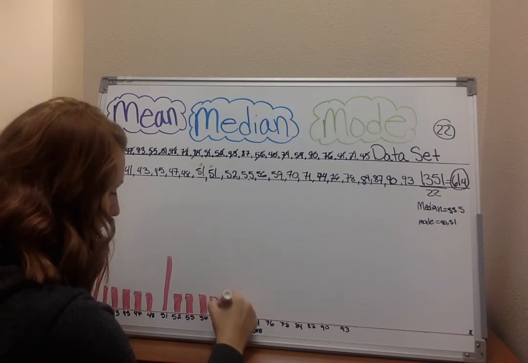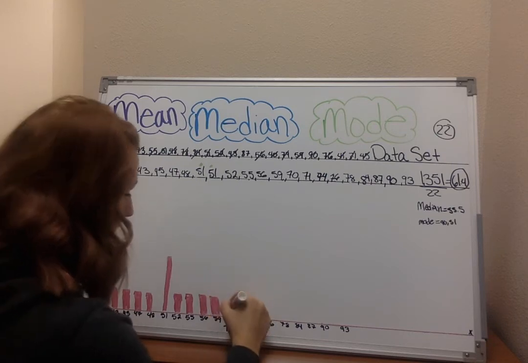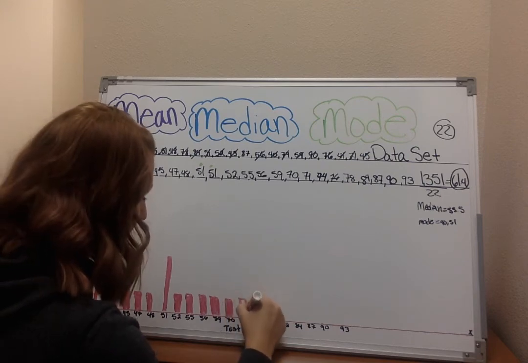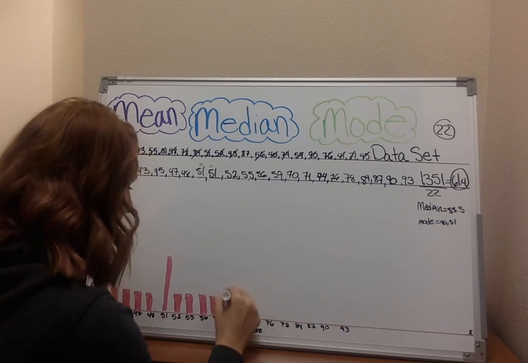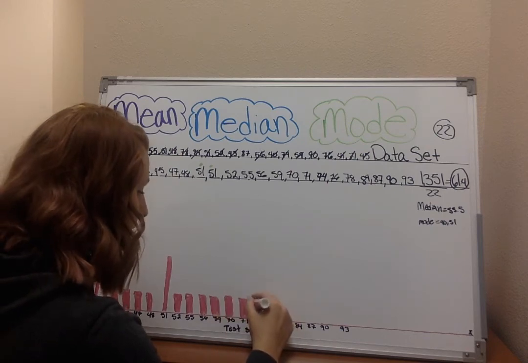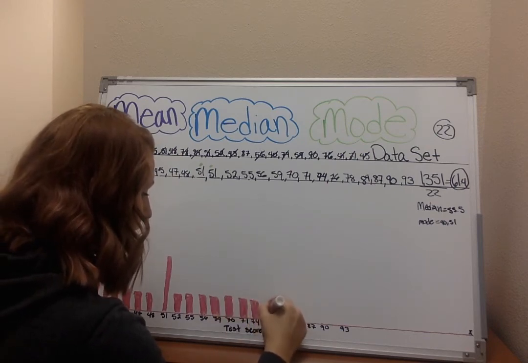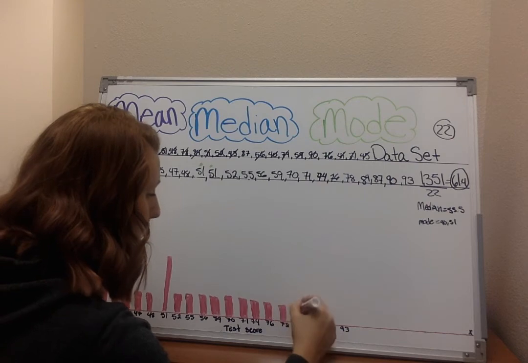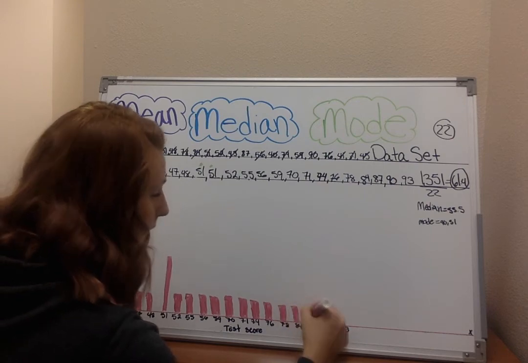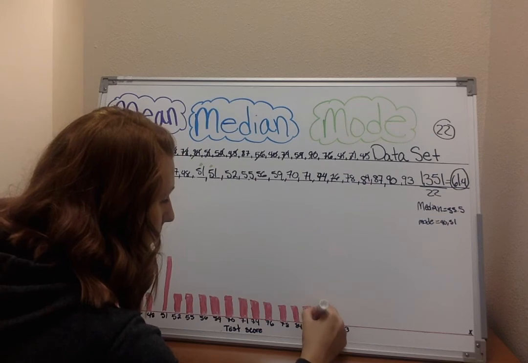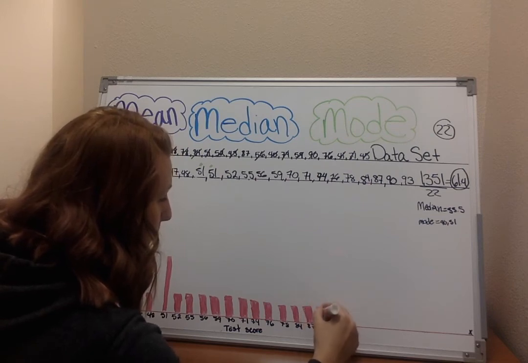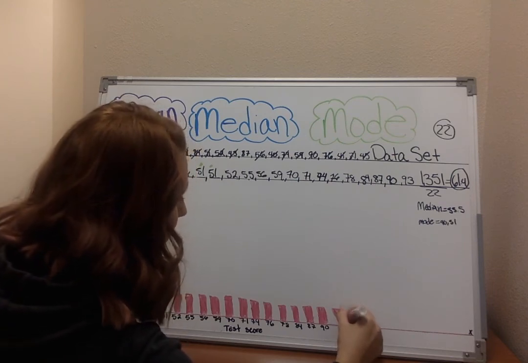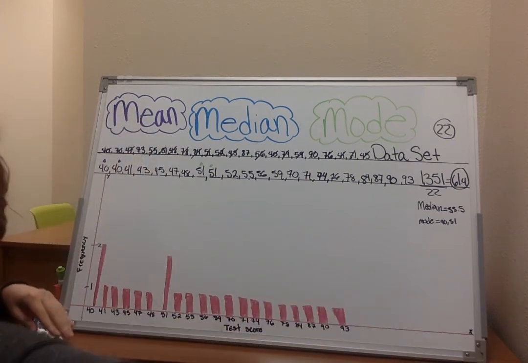Okay. 59, 70. Hopefully mine look good. Trying to take my time. Oops, that one's a little tall. So 74 has 1. 76 has 1. 78 has 1. 84 has 1. 87 has 1. 90 has 1. 93 has 1. Okay, so, ooh, that looks a little ugly.